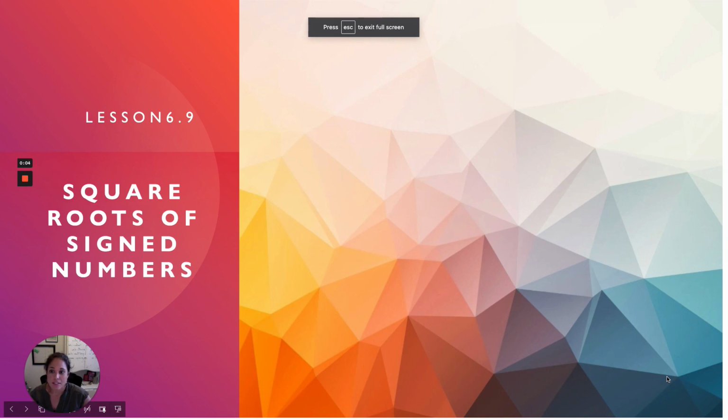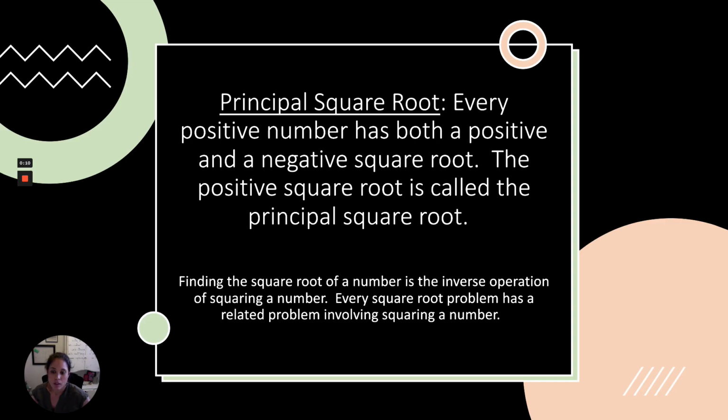Hello class, this is lesson 6.9, square roots of signed numbers. So just as a reminder here, finding the square root of a number is the inverse operation of squaring a number. Every square root problem has a related problem involving squaring that number.